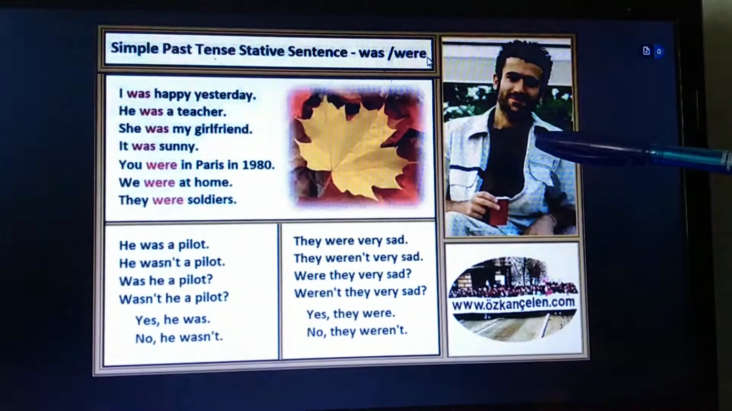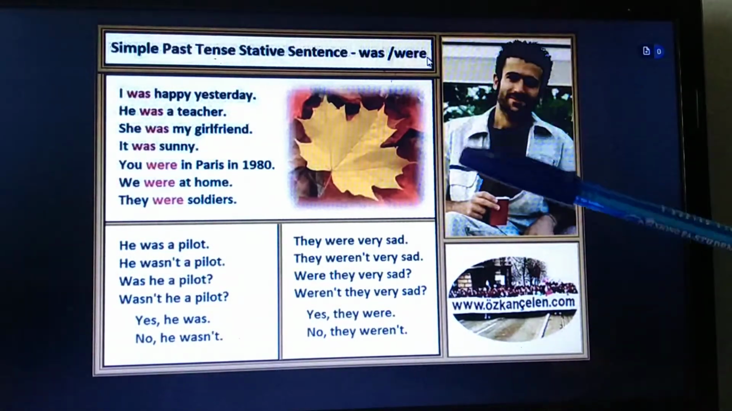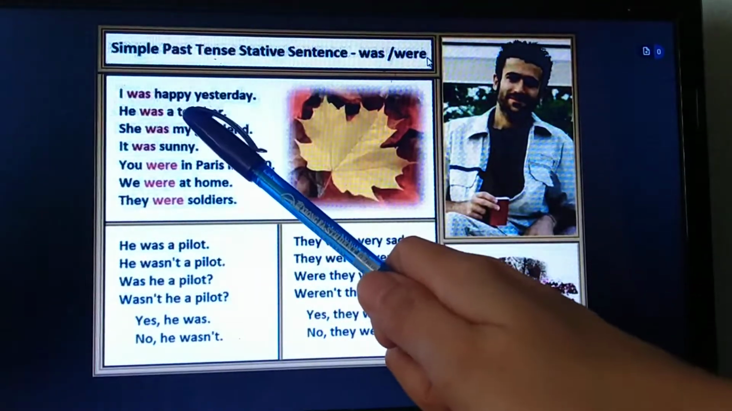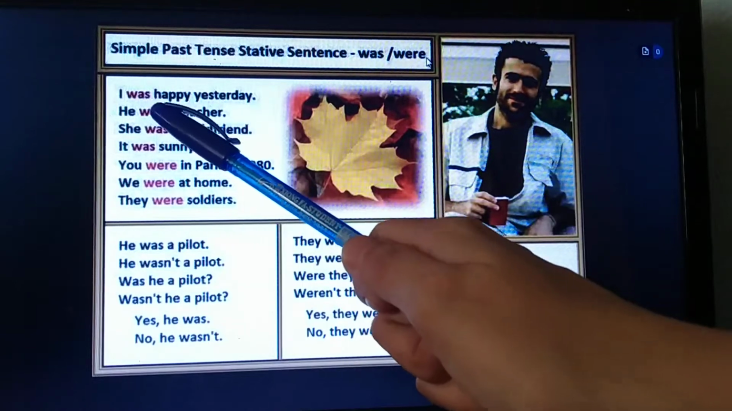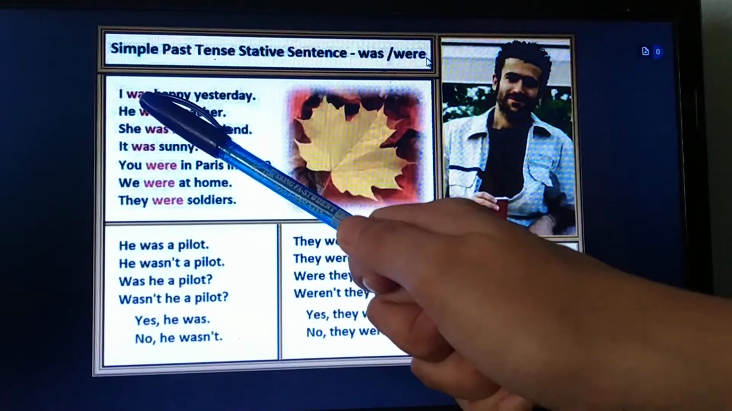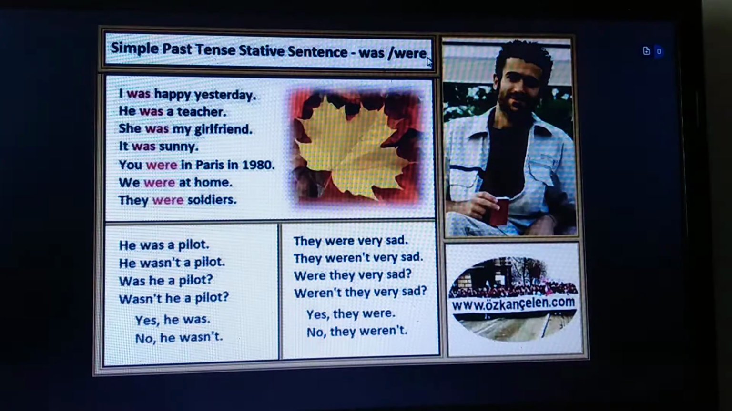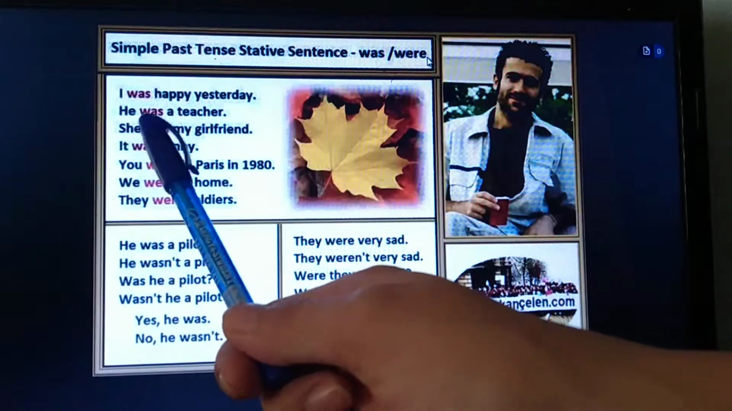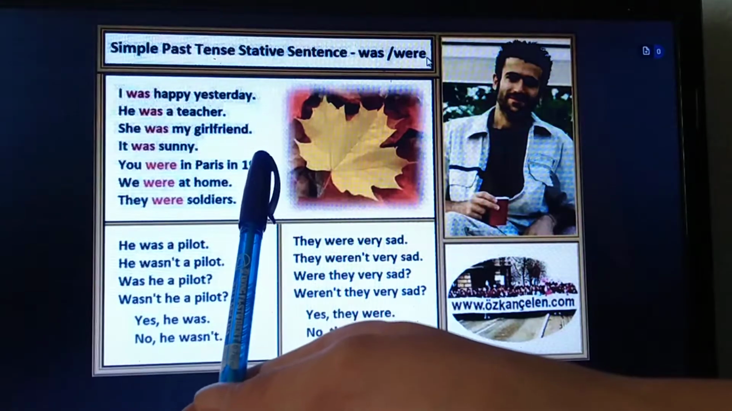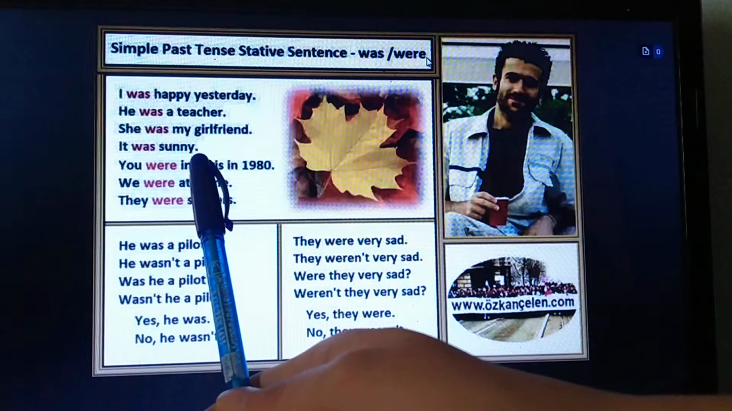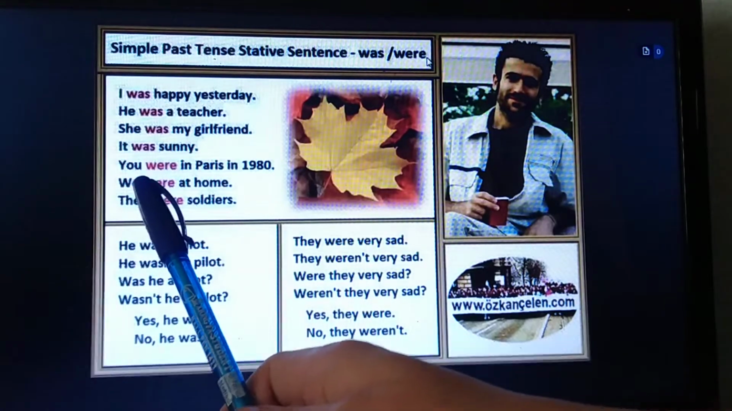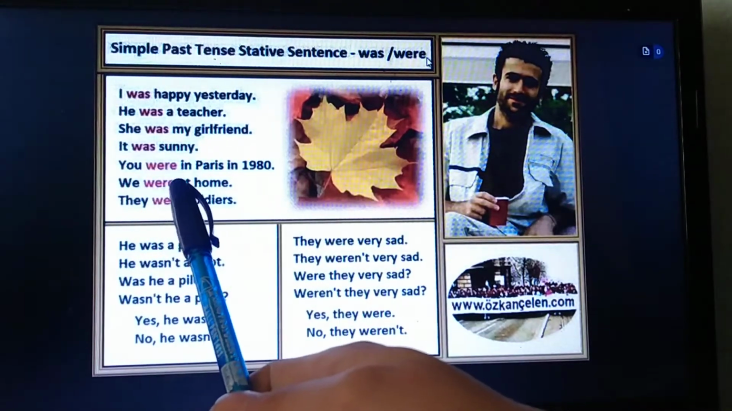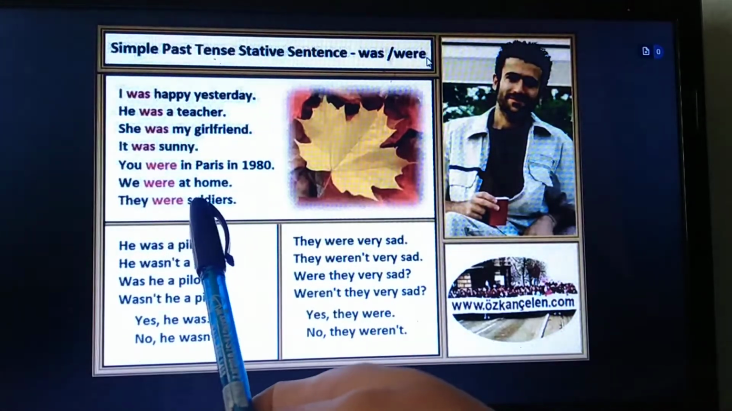So this is the simple past tense. They use was and were. I was happy yesterday. Why do we use was? Because the personal pronoun is I. He was a teacher. She was my girlfriend. It was sunny. Next. You were in Paris in 1980. We were at home. They were soldiers.